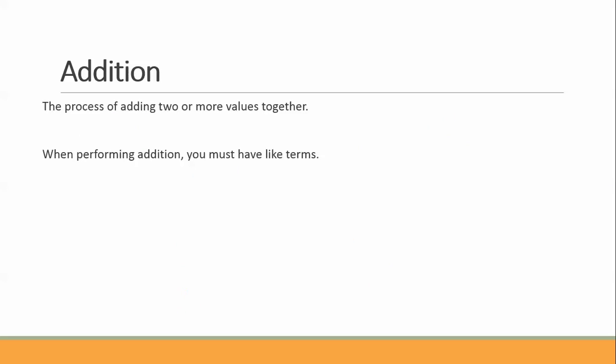Addition is the process of adding two or more values together that are like terms. When performing addition, you have to have like terms. It doesn't make sense to add things that are not like terms.